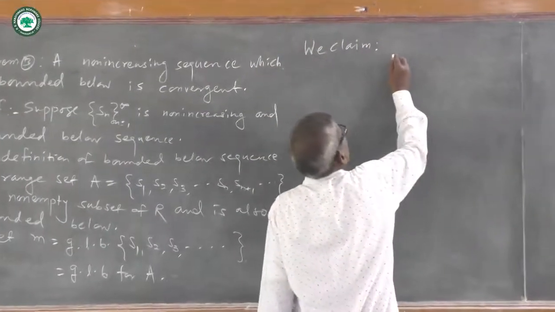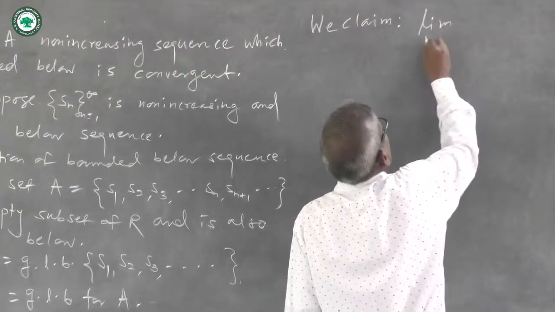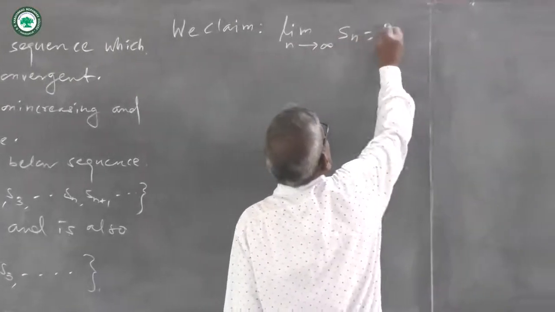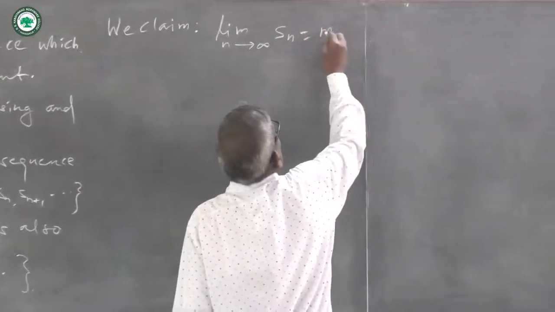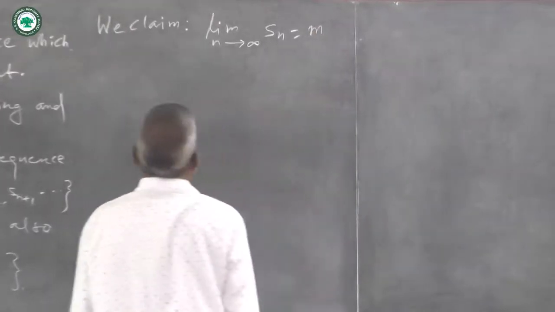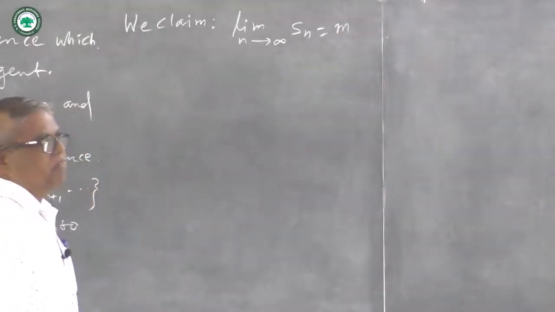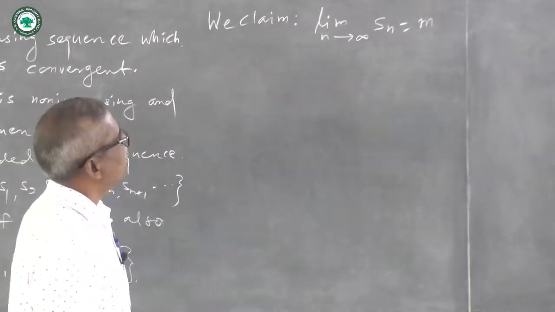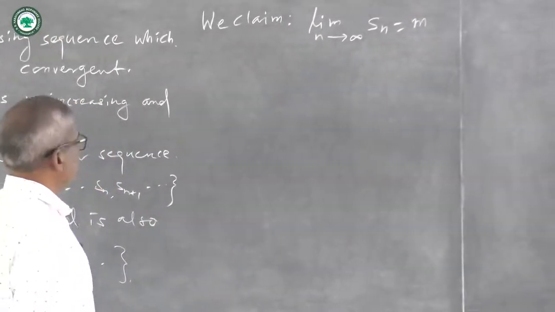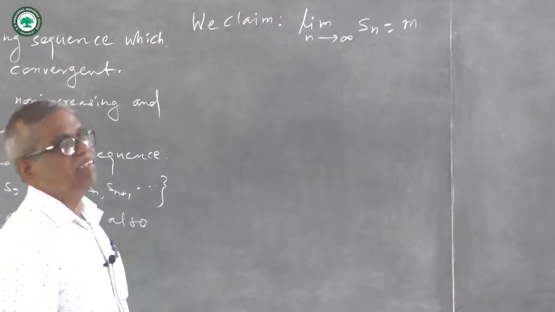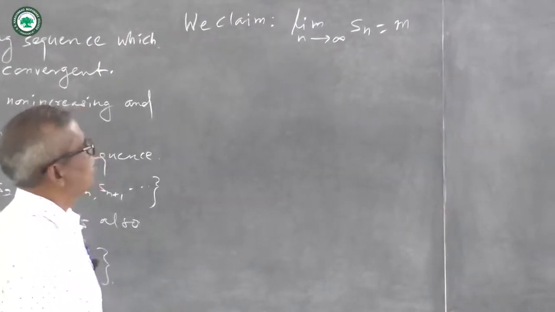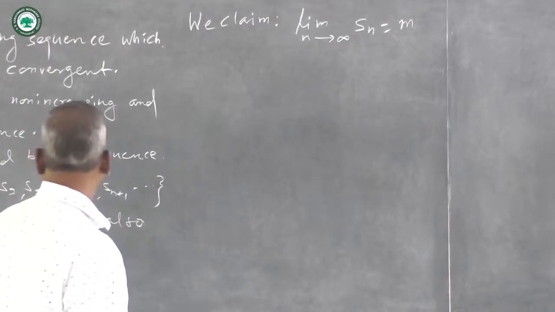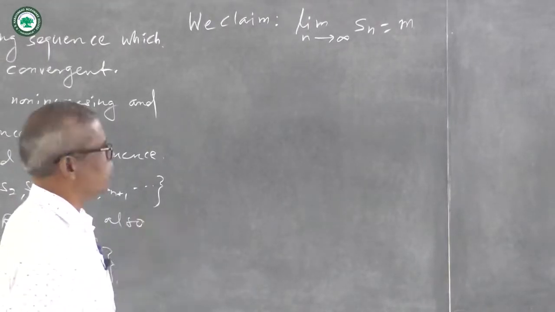the limit as n tends to infinity of Sn is equal to small m. Limit n tends to infinity of this sequence Sn is equal to small m. Since m is GLB of the set A, GLB of the set S1, S2, S3 and so on, the range set.